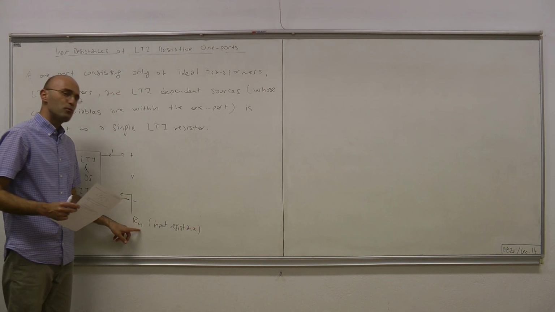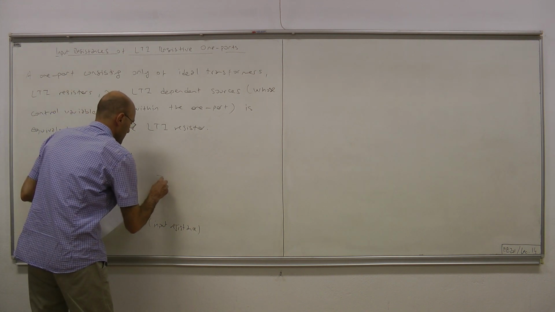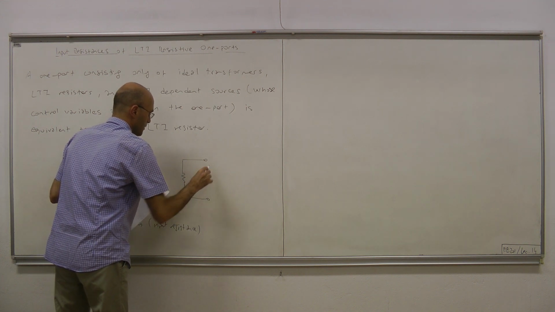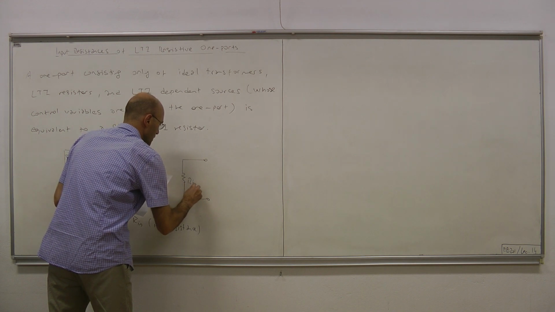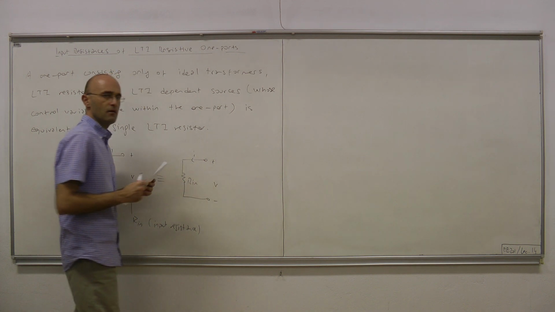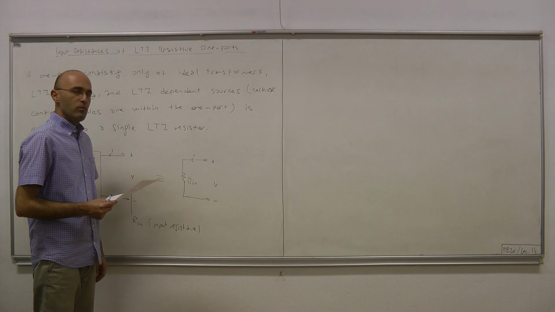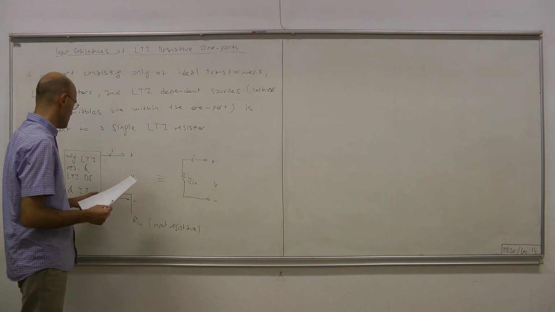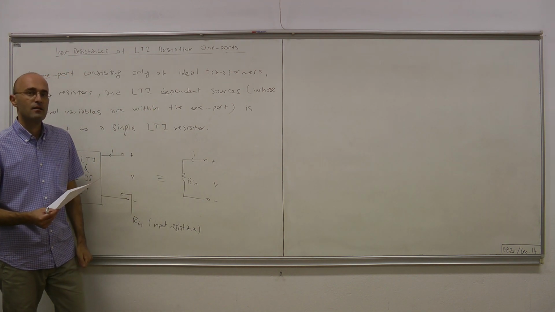If the input resistance of this one port is something such and such, then this one port is equivalent to this single resistor with resistance R input. In a simple example, we will see how one can compute the input resistance of a given one port satisfying these conditions.